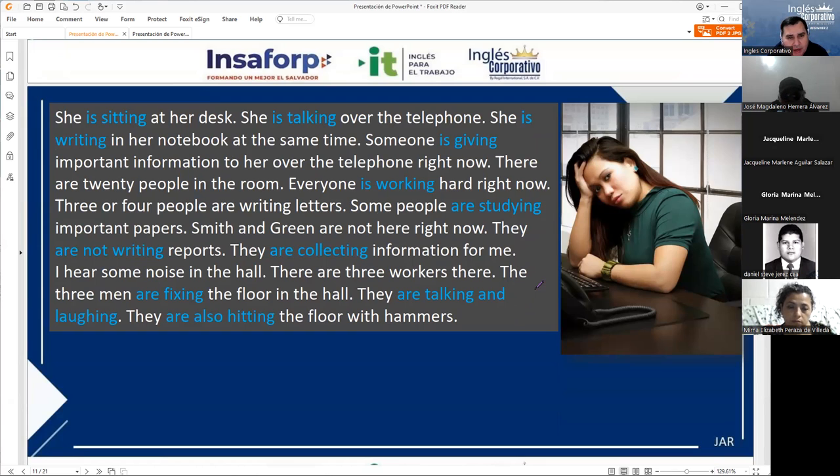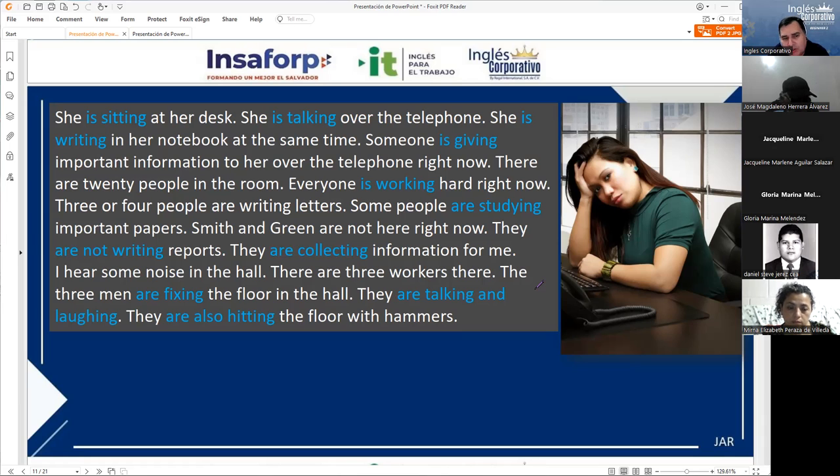Three or four people are writing letters. Some people are studying important papers. Smith and Green are not here right now. They are not writing reports. They are collecting information for me.